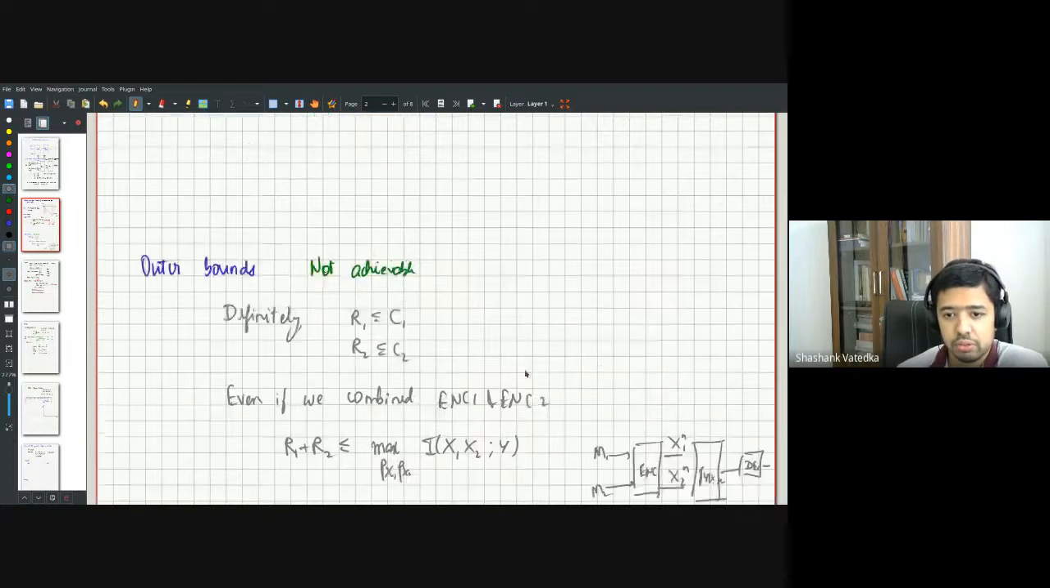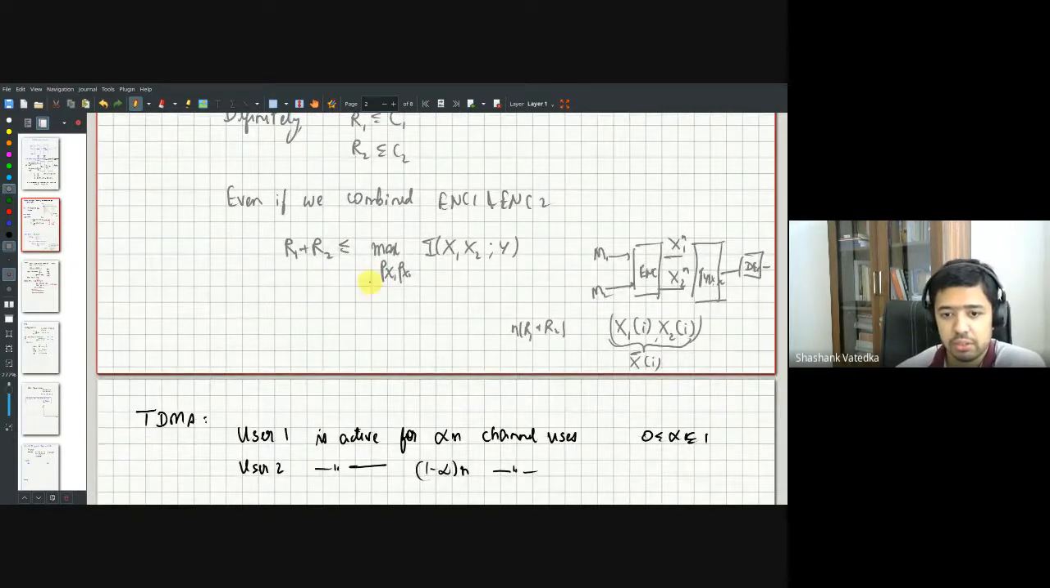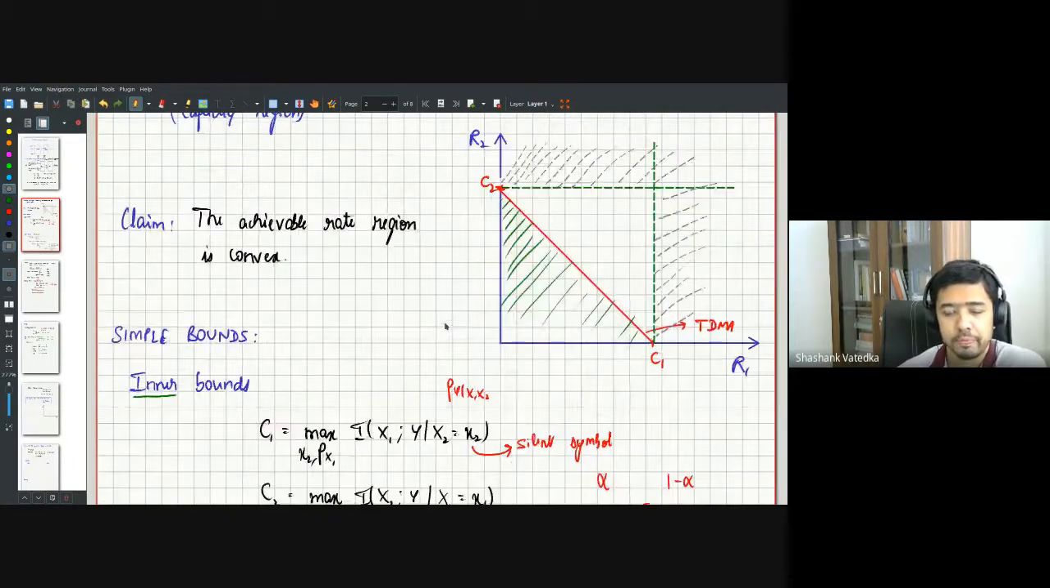Right? So that gives you some particular value, so let's call this C12. Right? So we know that the sum rate should be less than or equal to C12. That corresponds to this, which is effectively C12. Okay, so the outer bound gives us some pentagonal region.